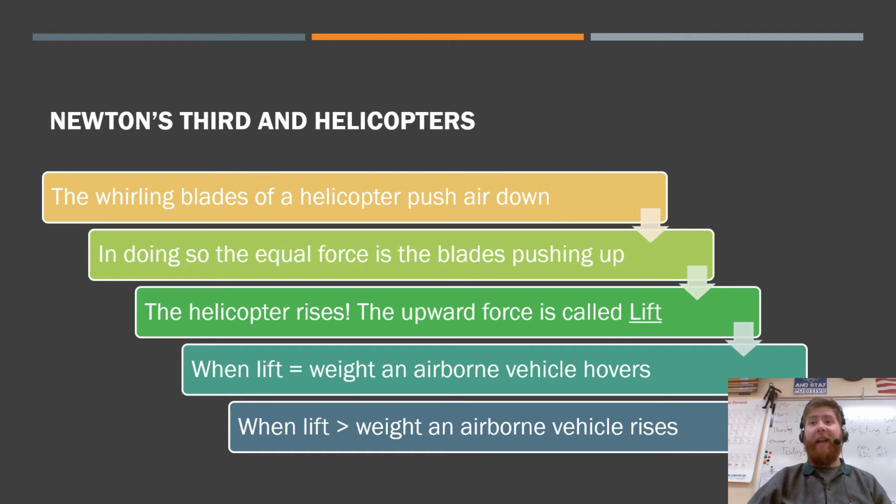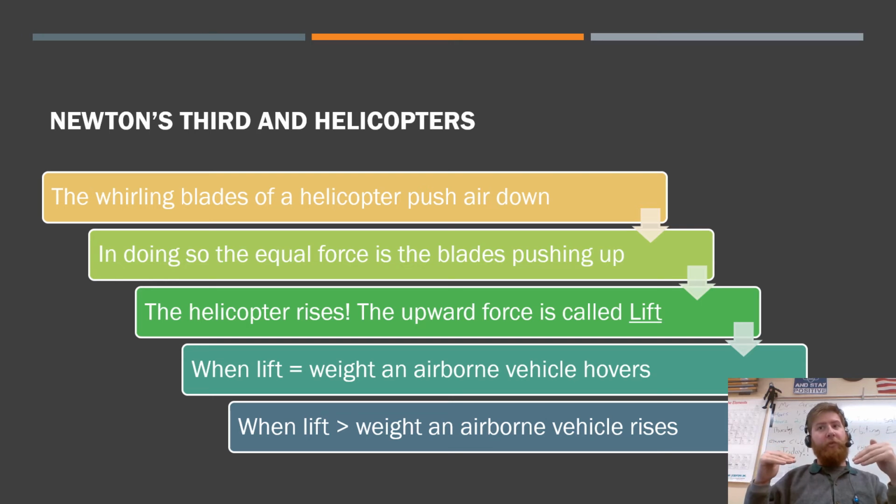Newton's third law in helicopters, airplanes, birds, anything that flies. Helicopters is just the coolest example. The whirling blades on a helicopter actually work because they're pushing air down. And it's not that they're pushing air against the ground, it's that they're pushing air down that they can lift up, because the opposite force is that their blades are going to go up.